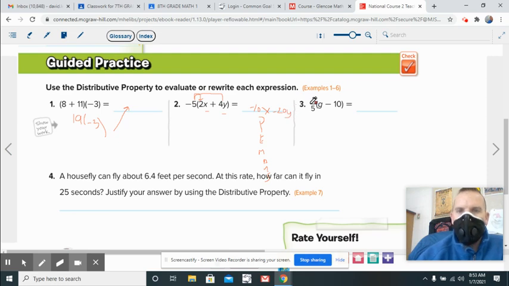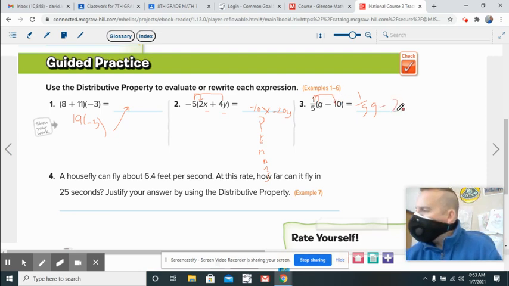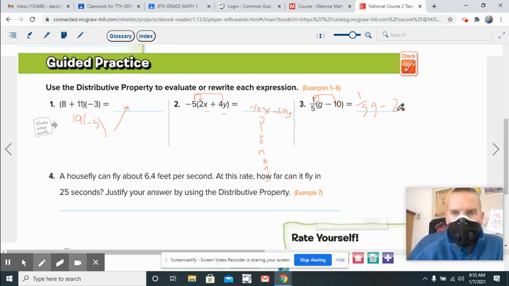And you're done. 1/5 times g is 1/5 g. And then 1/5 times -10, which is -2. So your final answer would be 1/5 g minus 2.